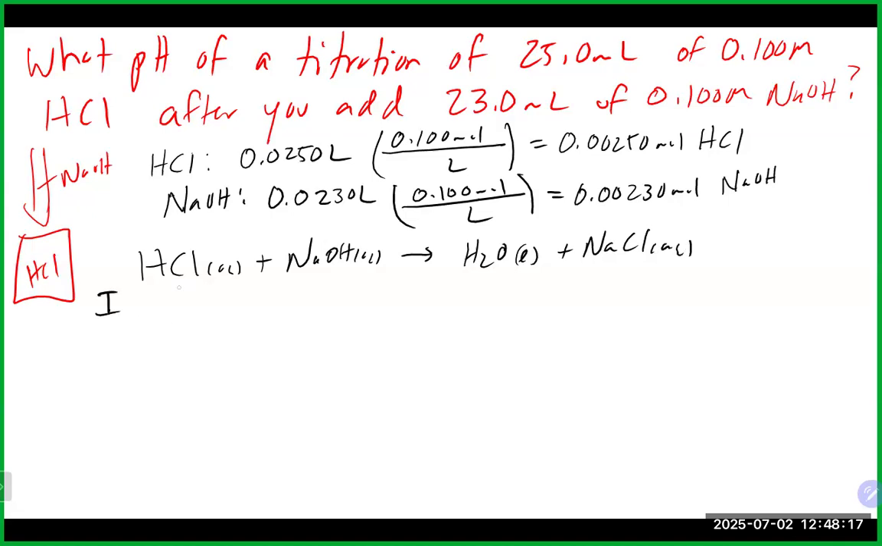Initially for our moles, 0.0025 for our HCl, and for our sodium hydroxide, 0.0023. And at 0, again, we are starting with this one, and we are adding this one here.